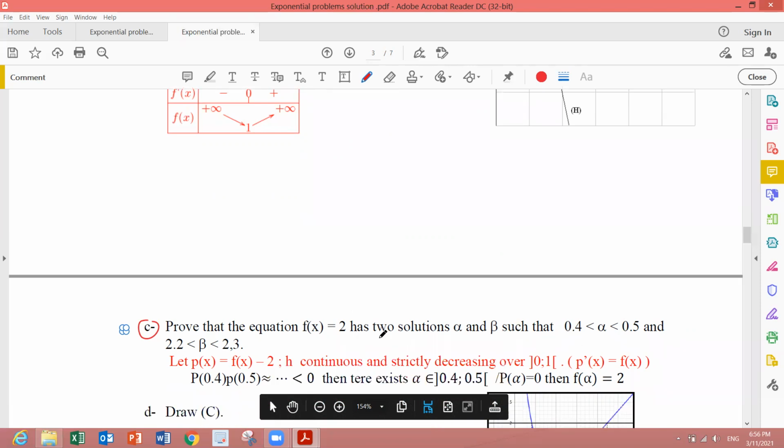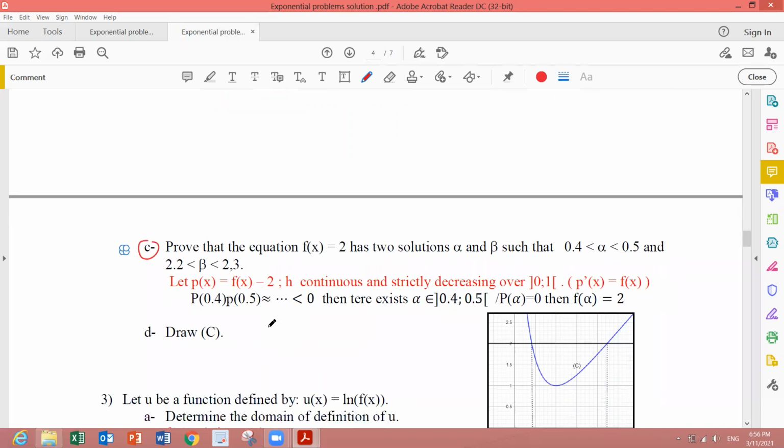By the same way, over 2.2, 2.3, the function is continuous and strictly increasing. F of 2.2 will be less than 2 and f of 2.3 will be greater than 2. Then the equation f x equal 2 has one solution beta, and beta is between 2.2 and 2.3.